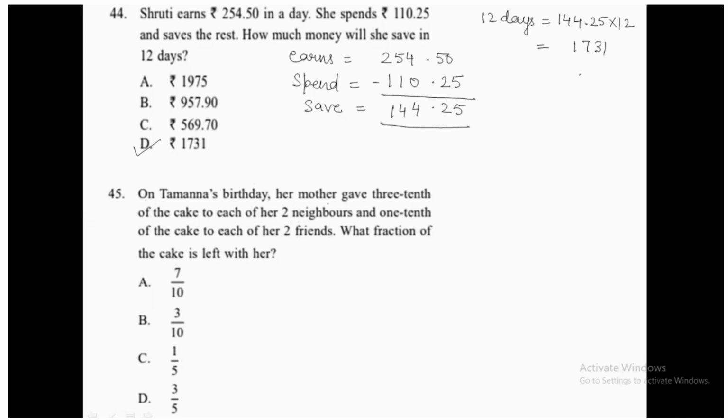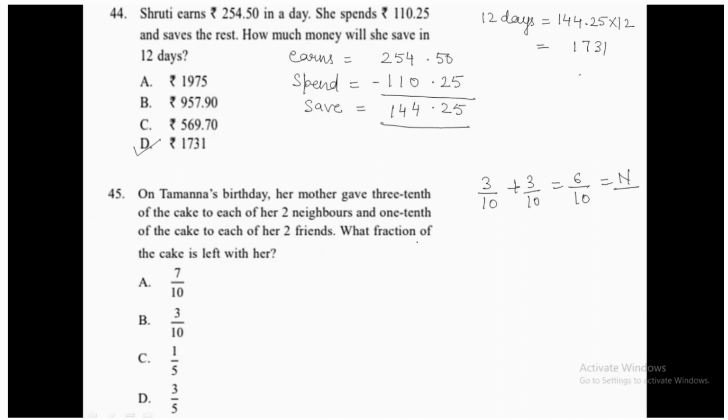Okay, so on Tamanna's birthday, her mother gave 3/10 of the cake to each of her two neighbors, which means one neighbor is getting 3/10. Okay, one neighbor is getting 3/10, so two neighbors will get how much? 6/10.